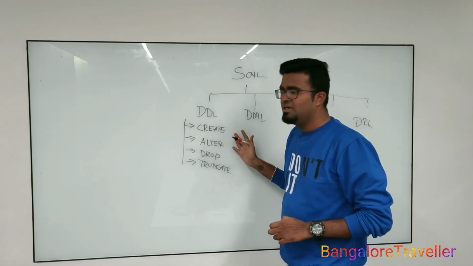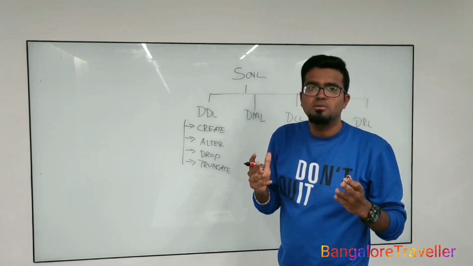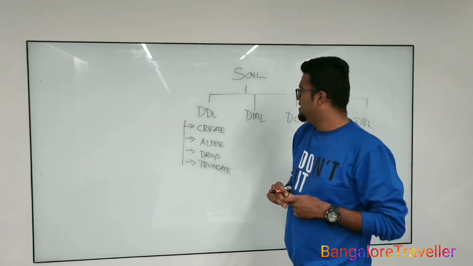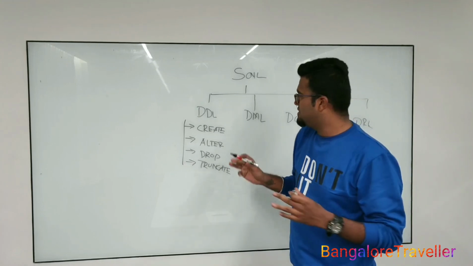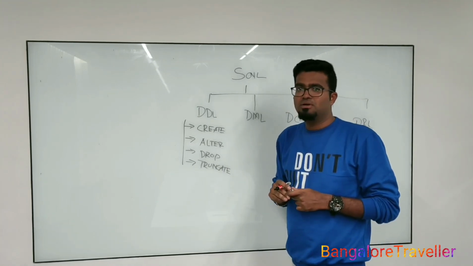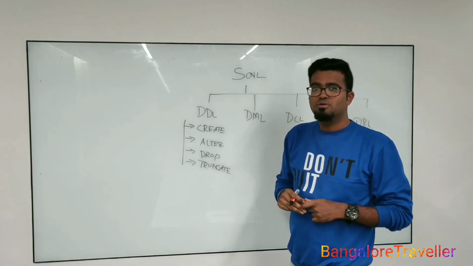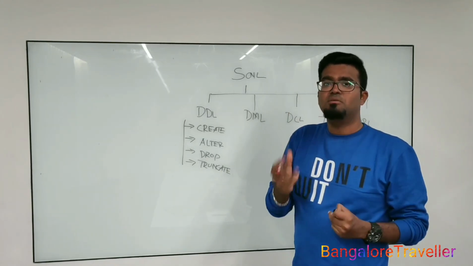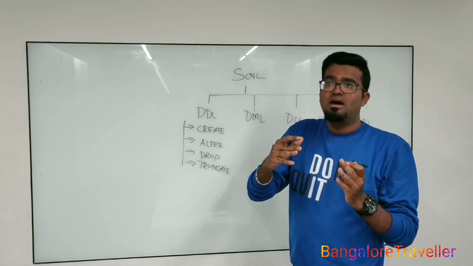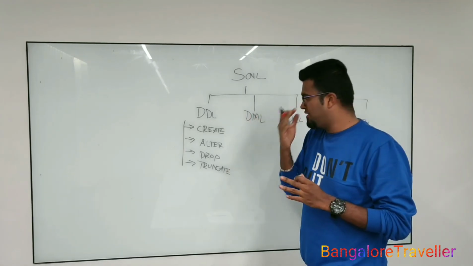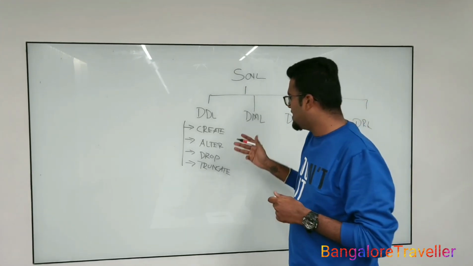So what is create? Create is a command which can be used to create a table in the database. For example, if you want to create a student table or an employee table, we can use a command called create table. And what is alter? If you want to make any changes to the table, we can use alter table. Suppose you want to add an additional column to the table, or modify anything in the table, we can use the alter command.